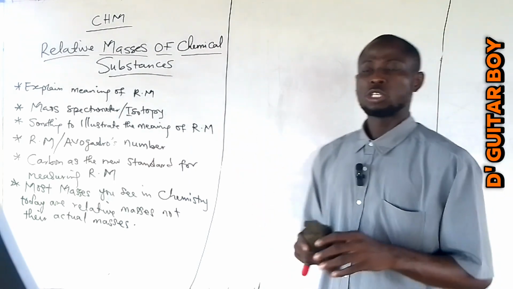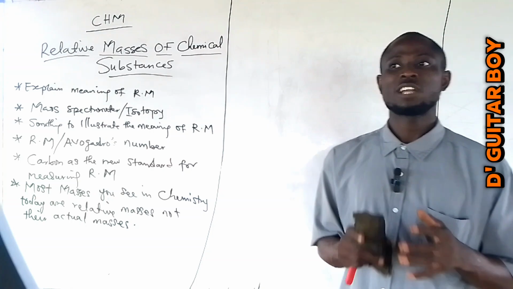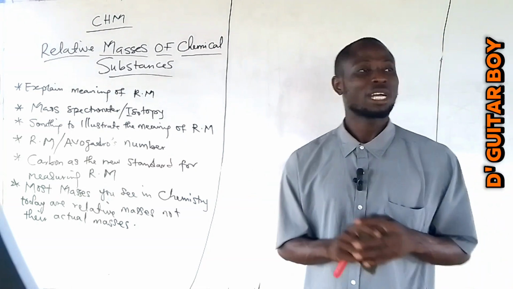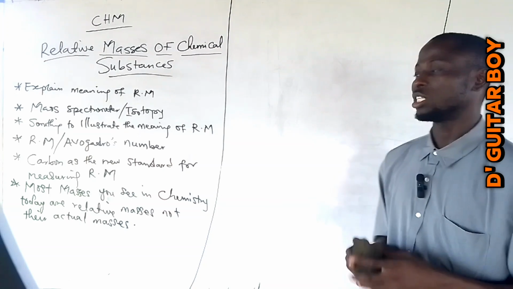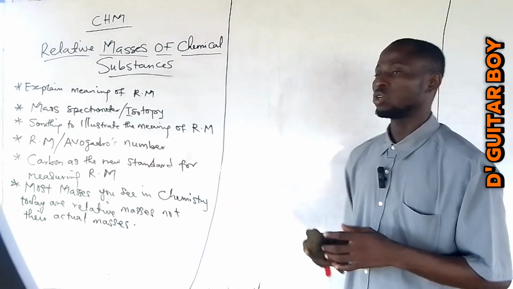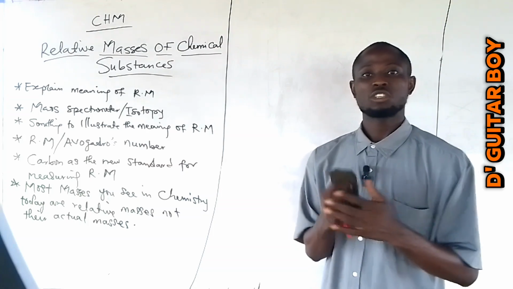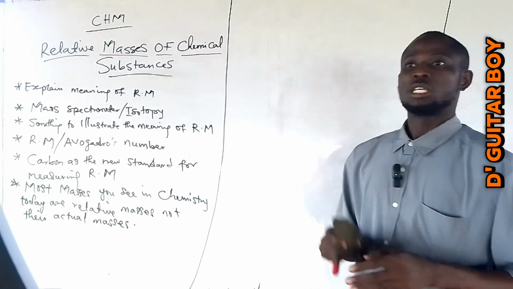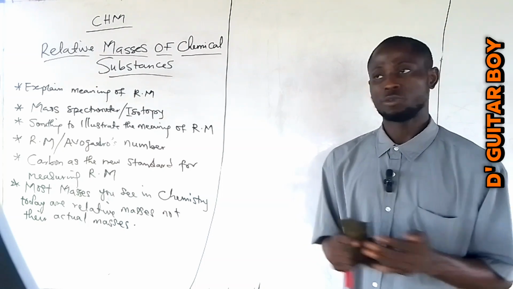Now, in early days, our early scientists found it difficult to measure the masses of substances because they are very, very small. What they now did was to measure the masses of substances relatively with one another. Hence the word relative mass.